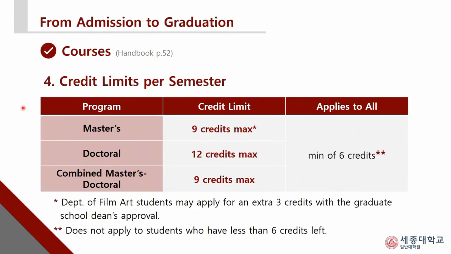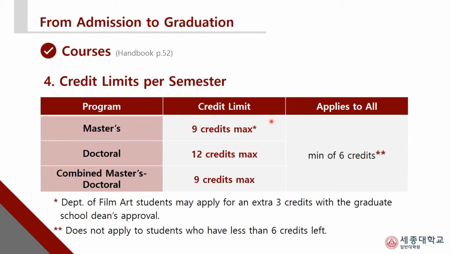Next are the number of credits, the minimum number and the maximum number that you can apply for each semester. So for all 3 programs, you need to apply for a minimum of 6 credits. For the master's program, you can apply up to 9 credits. And for the doctoral program, you can apply up to 12 credits. And for the combined master's doctoral program, you can apply up to 9 credits maximum.